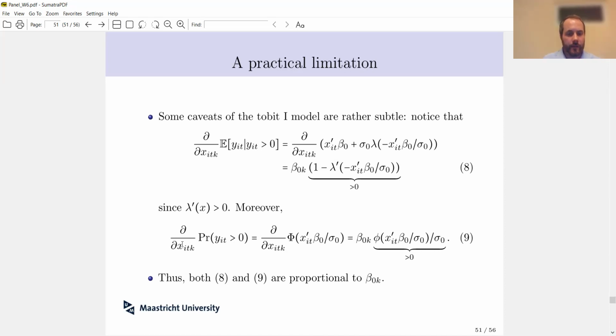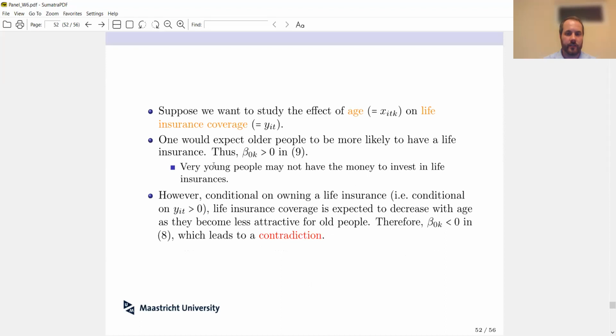However, if I look at the marginal effect of xk on the probability of observing non-zero data, I also get something that depends on beta 0 times something that is always positive. Now, of course, the normal PDF is always positive, and sigma is also always positive. And so we see that both these marginal effects are proportional to the true beta. And now this can create problems in certain applications. And here's an example that, of course, is constructed in order to give you problems.